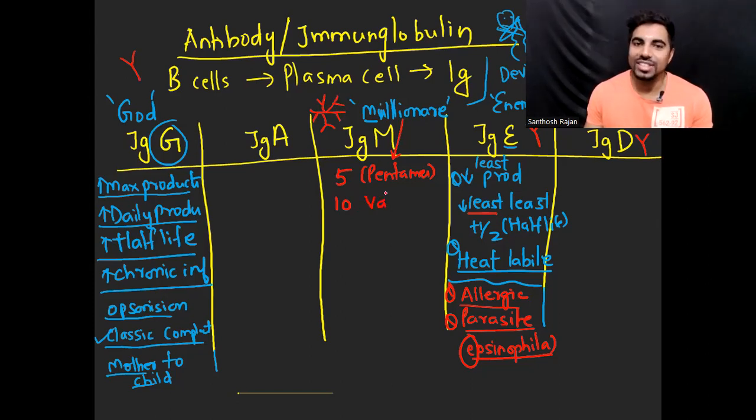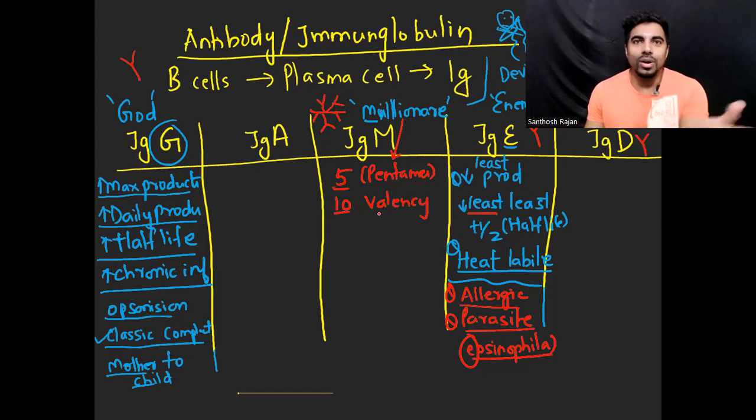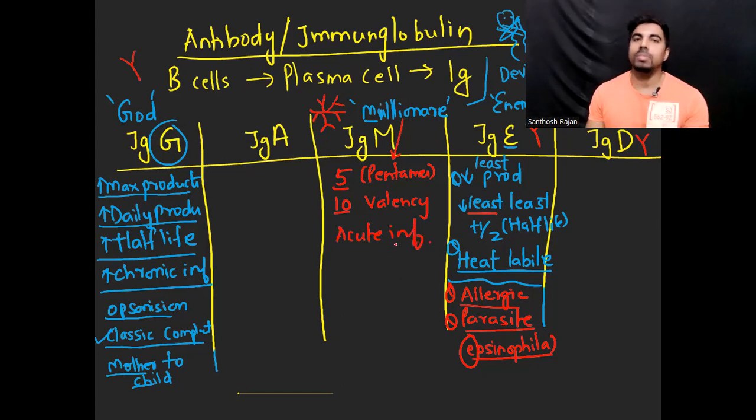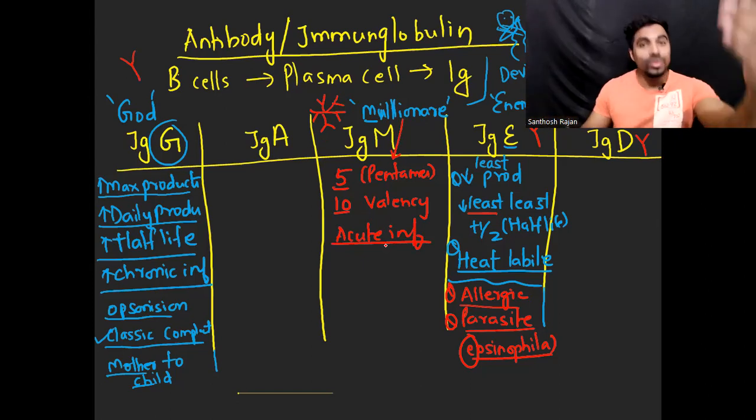So 10 is the valency. They can ask because a millionaire has many friends. When you are a millionaire, anyone you can take, you can take Ambani if you want, Mukesh Ambani, whoever you give a fire with, they make valency. One thing. Number two, any acute infection. Somebody has an acute infection, they need money, so who can help? Only millionaires can help.